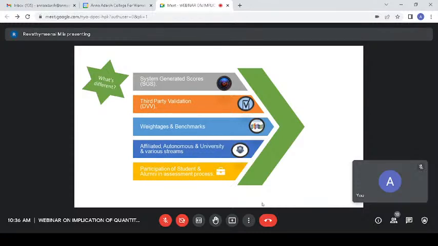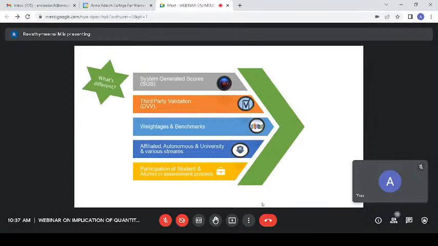Every metric has a weightage, and every metric has a benchmark. And that benchmark is unknown to us. Furthermore, you are able to see there are different kinds of manuals: affiliated, autonomous, university, and various other systems have come into the picture. So it's a different system. There's something more. You are able to see student participation through DVV. For the peer team visit, they also invite the alumni and many other people, our stakeholders, to interact with them. So an overall picture is tried to be understood. Let's go to the next slide, please.